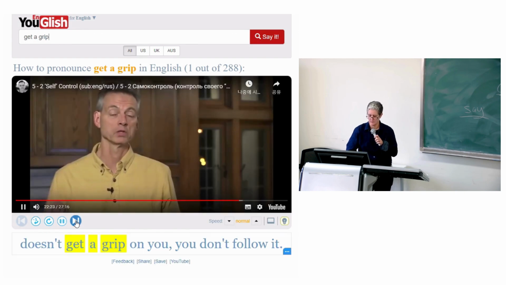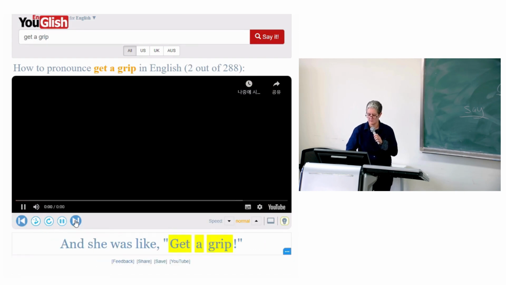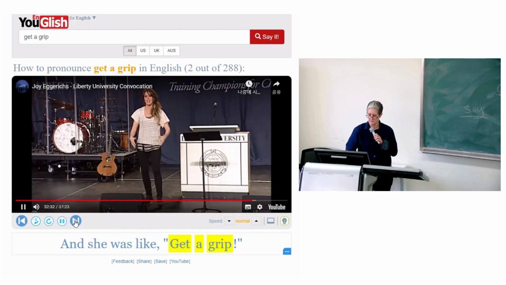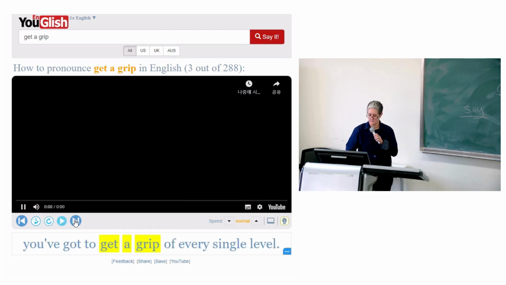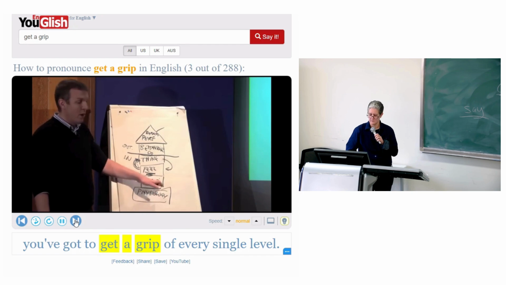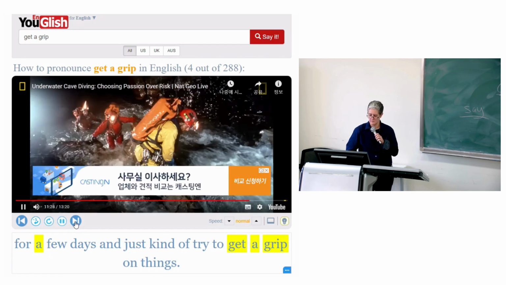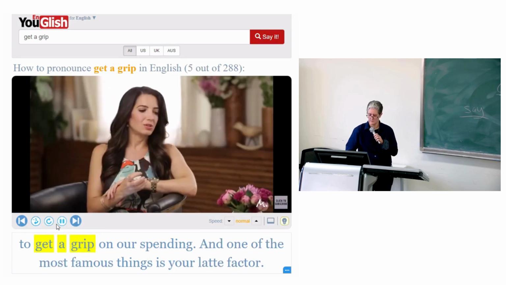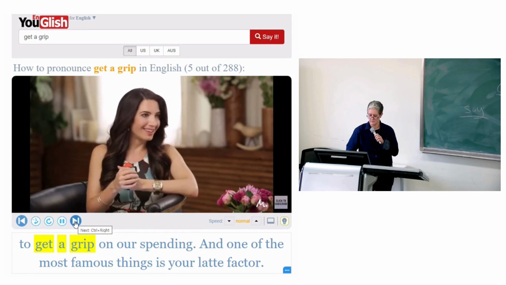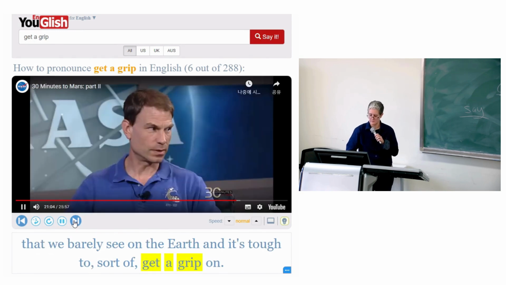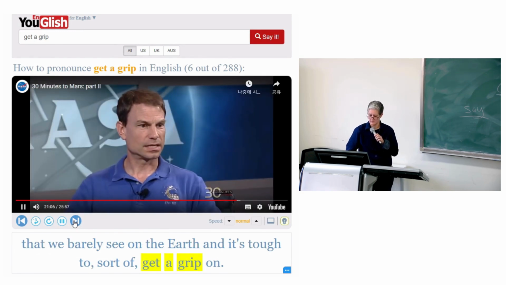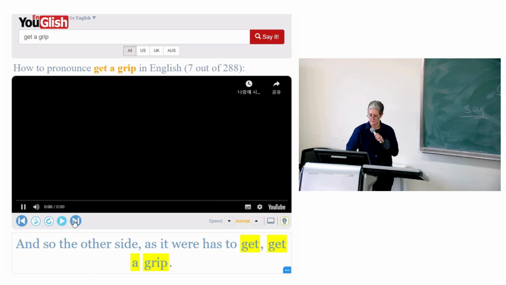It doesn't get a grip on you. You don't follow it. You don't smoke the cigarette. And she was like, get a grip. Every single day, you've got to get a grip of every single level. And for a few days and just kind of try to get a grip. We can start to get a grip on our spending. That we barely see on the earth, and it's tough to sort of get a grip on.